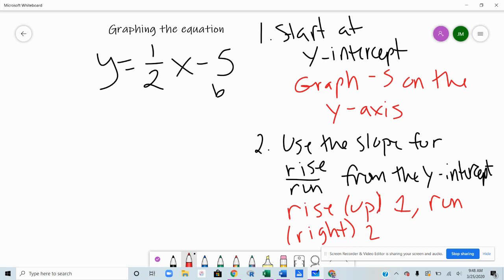Remember, you can go up and right. You can also go down and left because it's positive. 2 negatives make a positive. Okay, so I'm going to go through a couple of examples here on IXL so that you can see what that looks like exactly.